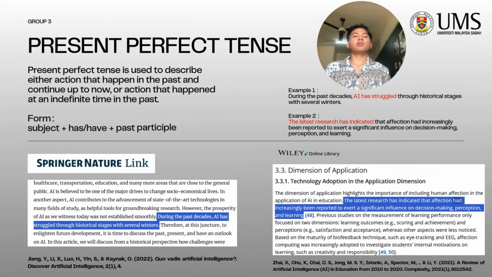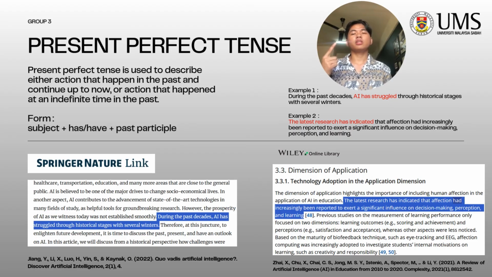The next one is present perfect tense. Present perfect tense is used to describe an action that happened in the past and continues up to now, or an action that happened at an indefinite time in the past. Its form is subject plus have or has plus past participle. I have given two examples to make this tense much clearer.